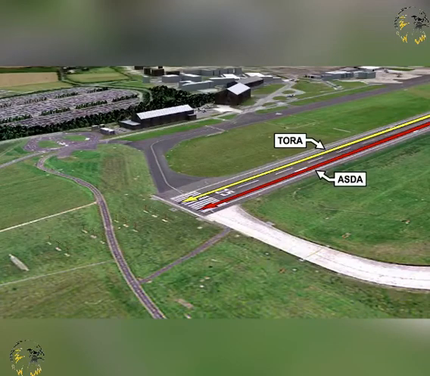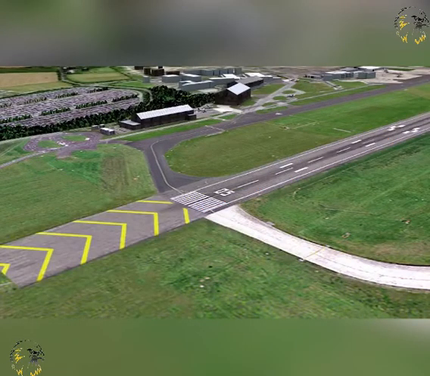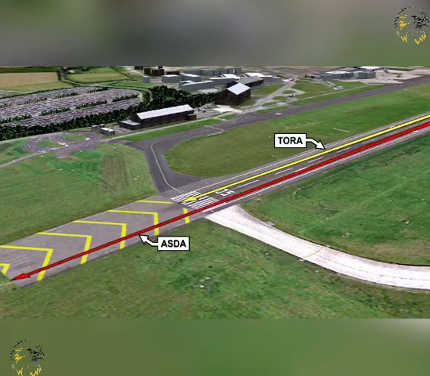At most aerodromes, the accelerate stop distance available will be the same length as the takeoff run available, as illustrated here. However, if there is a stopway present, the accelerate stop distance available can be increased beyond the takeoff run available to include the stopway. Remember though, the accelerate stop distance available is to be used solely for the rejected takeoff. In simple terms then, the accelerate stop distance available is equal to the length of takeoff run available plus the stopway, if a stopway is present.